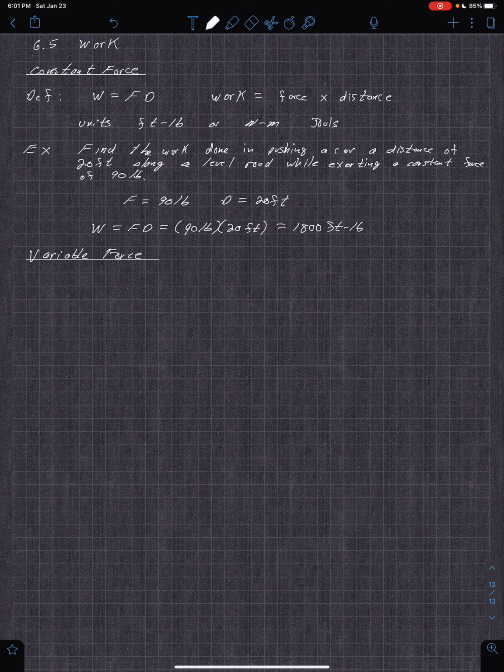All right, suppose a force is given by a function f of x. We're going to assume f is continuous on a closed interval from a to b. So we'll just say that. So f is continuous on a to b.